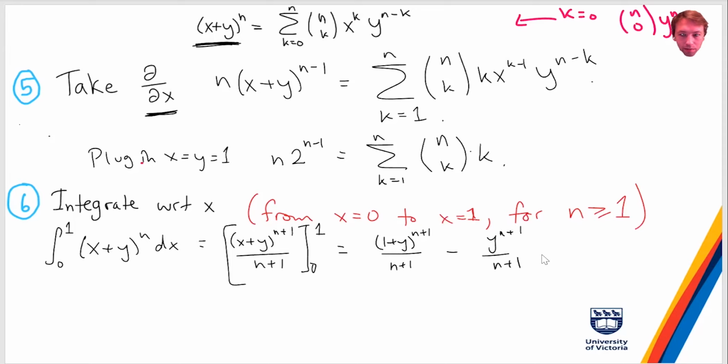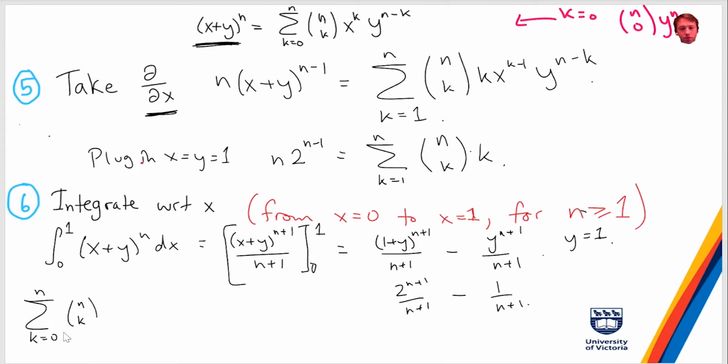So you get (1 plus y) to the n plus 1 over n plus 1 minus y to the n plus 1 over n plus 1. Let's suppose we just throw in y equals 1. So what we get is 2 to the n plus 1 over n plus 1 minus 1 over n plus 1. And you can integrate the other side. This is just showing you different ways you can get identities using the binomial theorem.